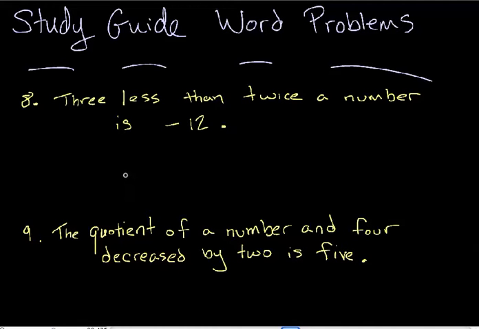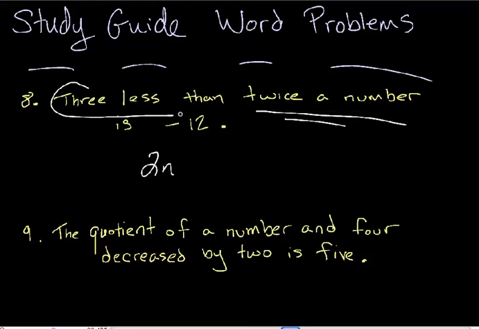Alright, so the first problem here is 3 less than twice a number is negative 12. The important thing here is this twice a number. I don't know what that is, so I'm just going to call it 2n. And then it says 3 less than that, right? So I take away 3. And here's another key part. Whenever you see an "is," that just means equals, right? And they say it equals negative 12. And so now this is an equation that I know how to solve. So I'm going to do that.